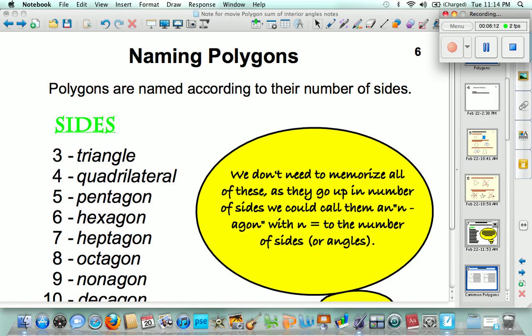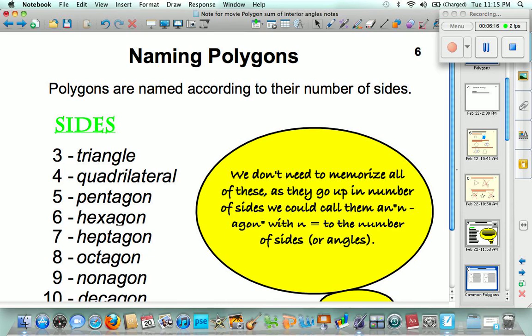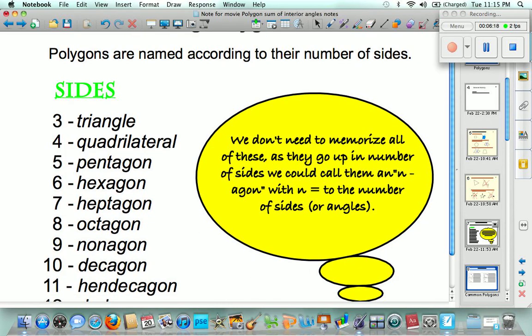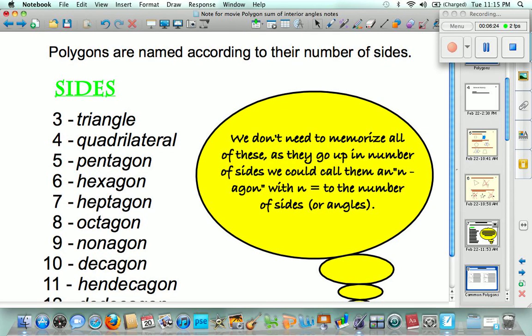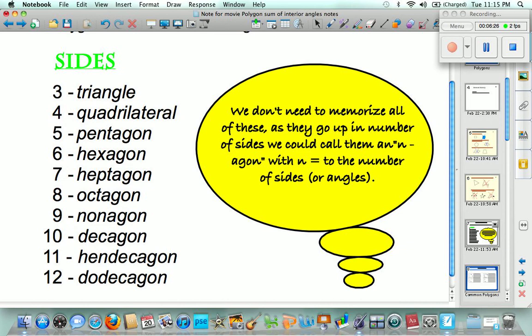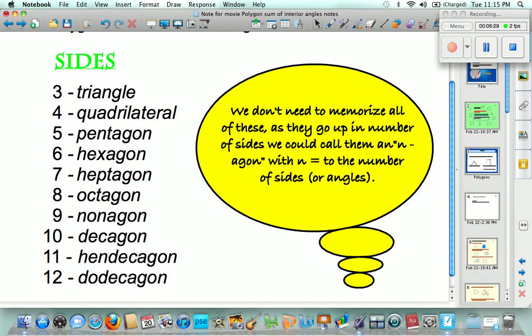This page you do not need to write down, but let's just recall some polygons that I know you have learned about in the past. Triangles, quadrilaterals, which we talked about today, pentagon, hexagon. So you may write these down, but you do not need to. But we will be referring back to these.